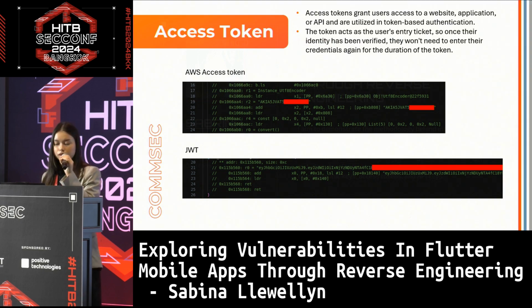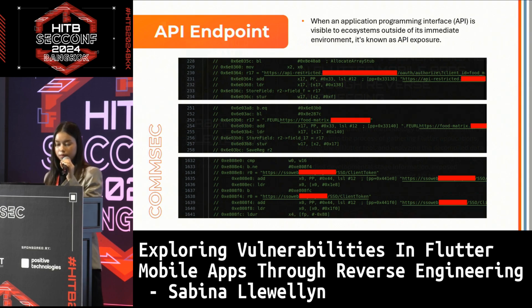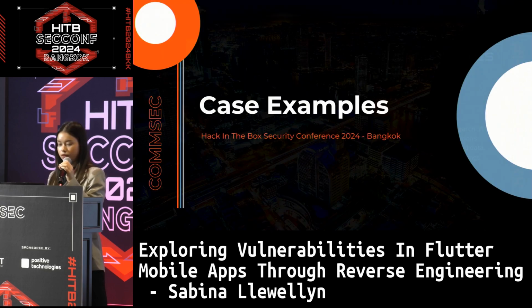Next are access tokens, and these tokens are usually found by using a scanning tool. The token above is an AWS access token, and the token below is a JWT. And about API endpoints, these endpoints are usually found by using a bash script to search for the keyword HTTP.